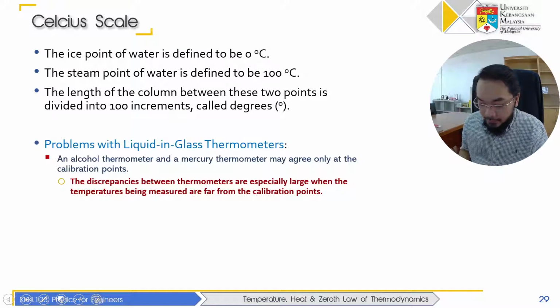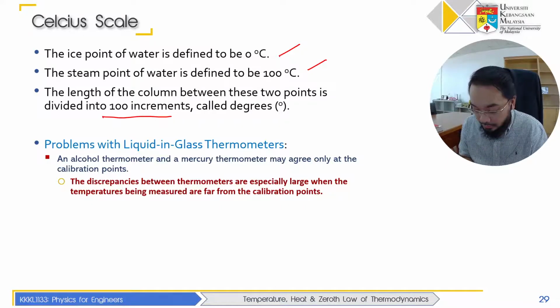Okay, so ice point 0, steam point 100. The length of the column between these 2 points is divided into 100 increments called degrees. Now, the problem with liquid and gas thermometers that you have seen just now is that an alcohol thermometer and mercury thermometer may agree only at the calibration points, which is between these two temperatures, right? The discrepancies between thermometers are especially large when the temperature being measured is far from the calibration point.